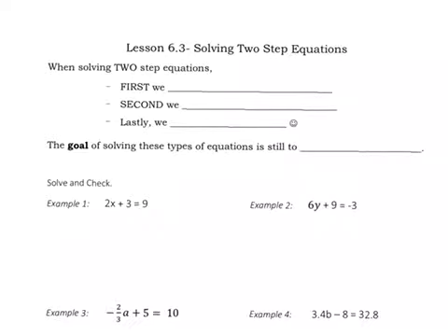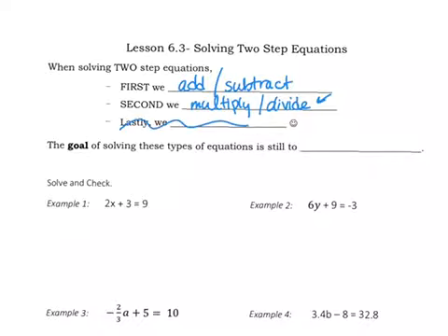Alright, so when solving two-step equations, first we're either going to add or subtract. And secondly, we either multiply or divide. More commonly, we divide, but there are cases where we need to multiply to solve. And then lastly, we check. So the goal of solving these types of equations is still to isolate the variable or get the variable by itself.